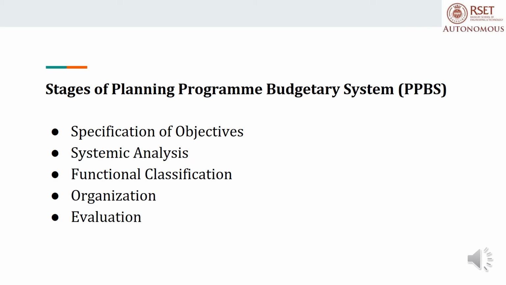The third stage is about functional classification, where the budget is classified on a functional basis like functions, programs, projects, and activities. The fifth stage is about organization, where the budget formulation addresses the organizational structure and the managerial and administrative procedures of the programs, projects, or activities. The last stage is about evaluation, where the mechanism of evaluation of performance is on the basis of financial and fiscal performances, to monitor and take corrective action if necessary.